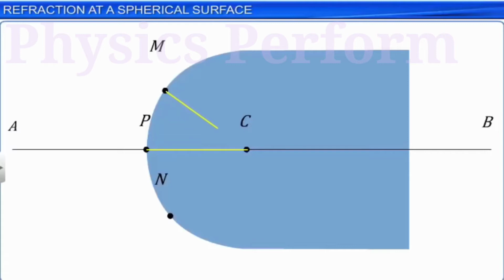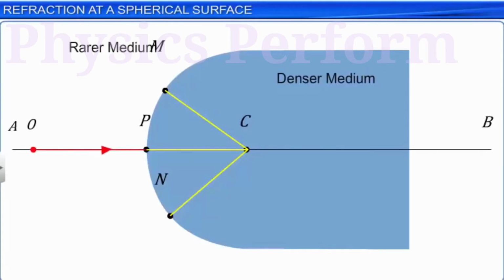Let us assume that the first medium is optically rarer compared to the second medium, and place a point object O on the principal axis in the rarer medium. Now consider the light ray OP. Since it is incident normally on the spherical surface, the ray OP propagates to the denser medium without any deviation. Whereas, rays like OM and ON, after refraction, bend towards the normal because they pass from a rarer to a denser medium.